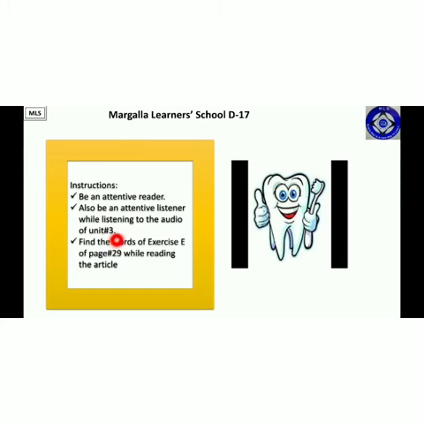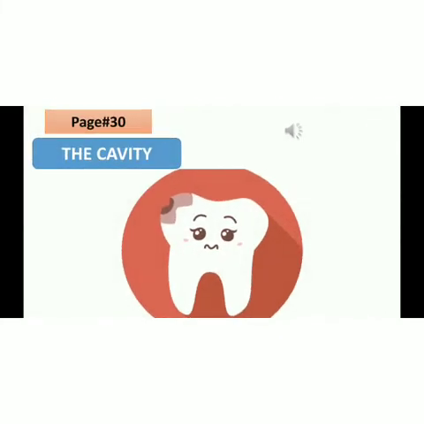I'm going to play the audio. In that audio, the same poems would be read by the narrator. You have to listen to him or her carefully and also read aloud from your book as well. And then you have to find the words of exercise A of page number 29 while reading. The words which I told you at the start of the lecture, like dental, gravity. So when you are reading the poems, you would have to search for those words and encircle them. So now be attentive. I'm going to play the audio. Open up page number 30.